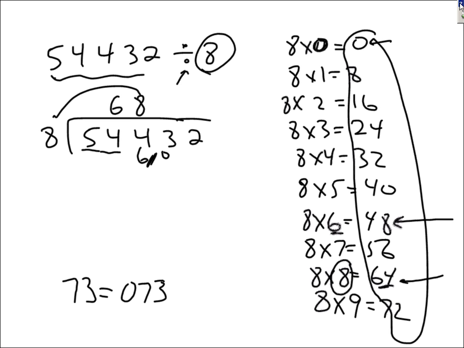But nonetheless, this number is 3. 8 goes into 3 exactly 0 times. The largest number on our list that does not go above 3 is 0.